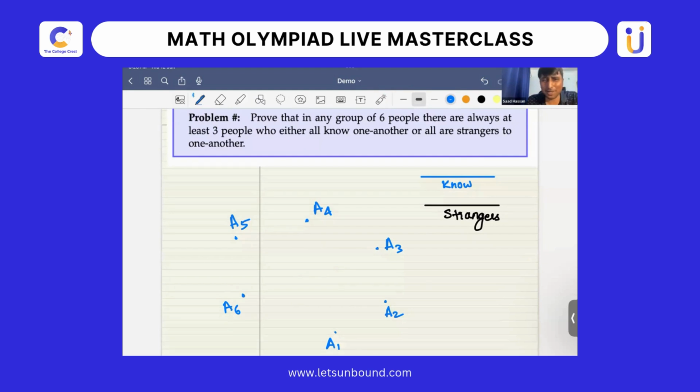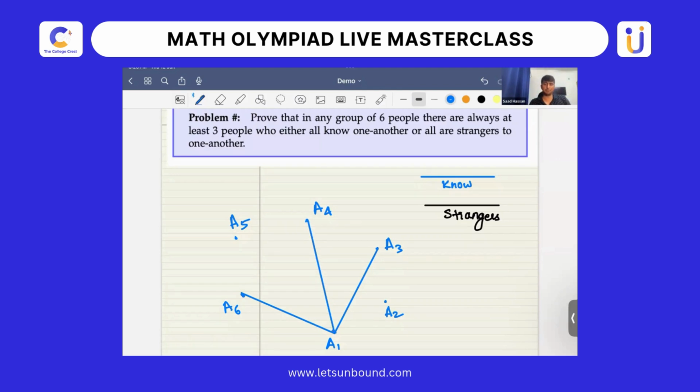pick your color. Because at least one of the colors is going to be three, I'll say that the number of blue line segments is three. It doesn't really matter. Say that this is blue, which means that A1 and A3 know each other. And this is purely arbitrary. You can pick any two people and say that they know each other. Say that this is blue and say that this is blue, right?